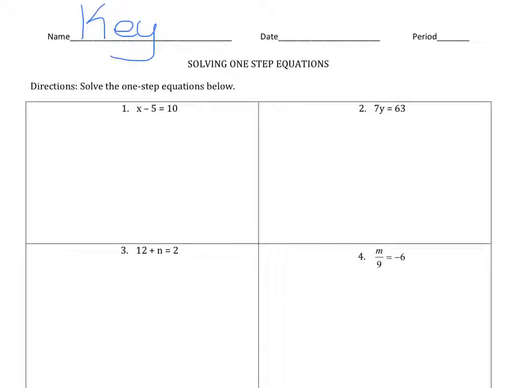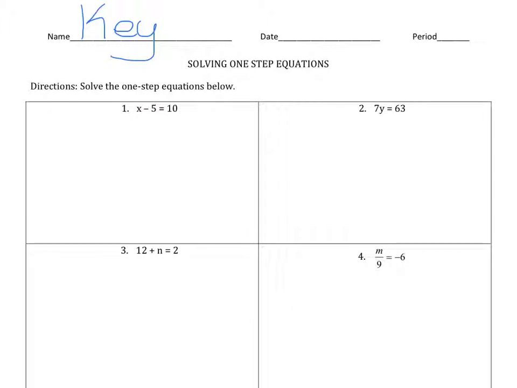Today we are going to solve one-step equations. And I know you have done this in the past, so we're just going to review it a little bit. Number one, we have x minus 5 equals 10. When we solve an equation, our goal is to get the variable, or the letter, by itself. Now it's x minus 5 equals 10, so I have to move the 5.